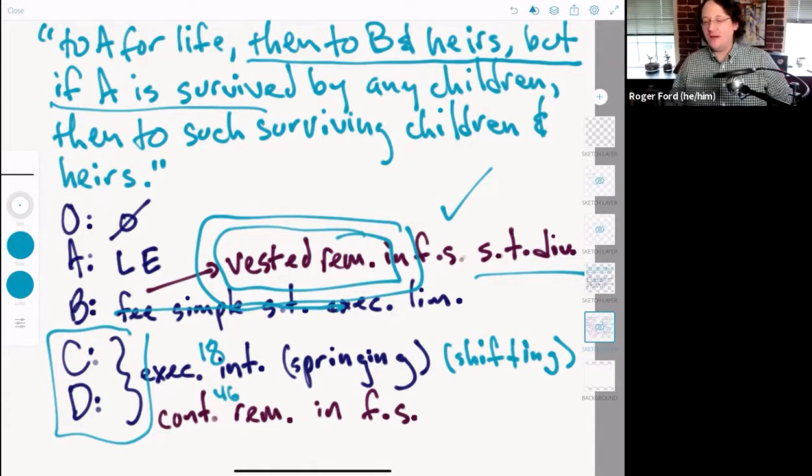And so this is where we have the idea of a remainder as something that comes immediately after, or can come immediately after, the natural end of a previous estate, conflicting with this idea of an executory interest as one that yanks it away from someone else. And the wording here, it yanks it away from B, right? And so when you have that, you could characterize it either way, but the courts characterize it as an executory interest.